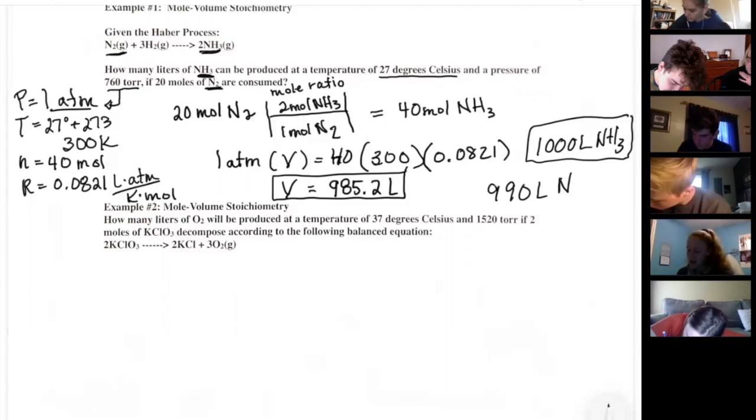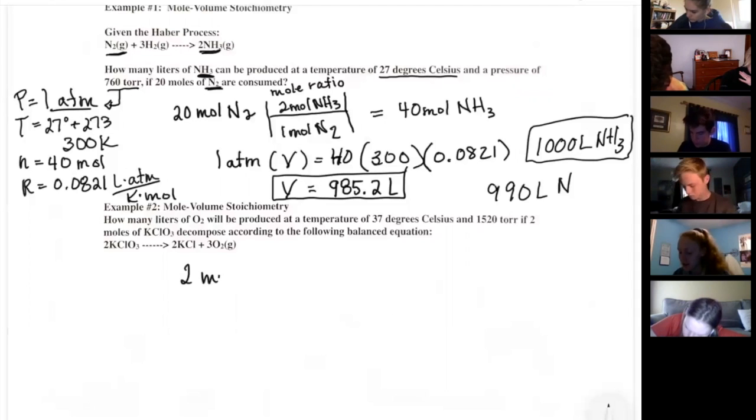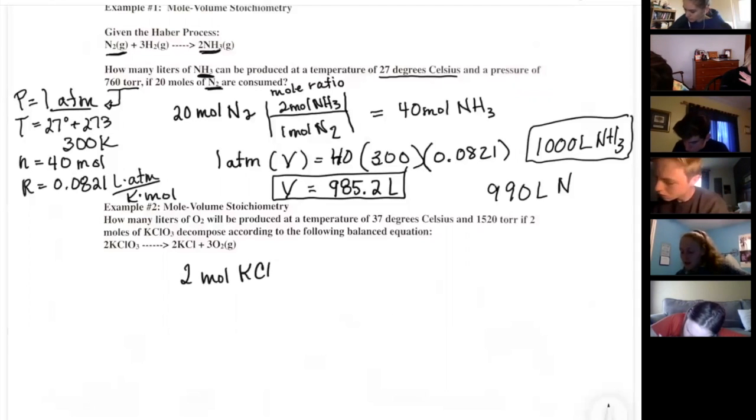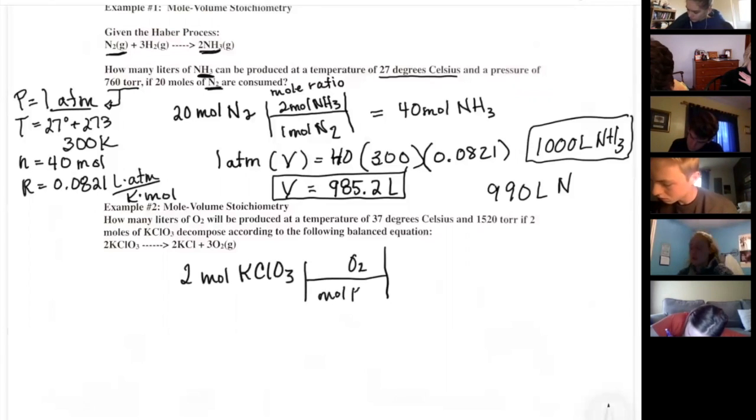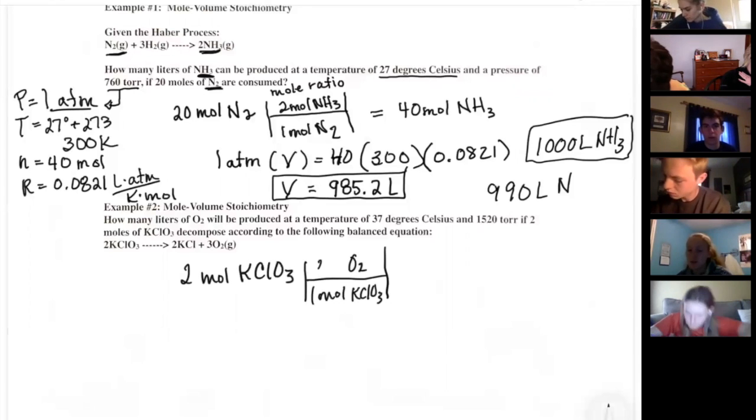I started with converting 2 moles of KClO3 to O2. To O2, correct. And how did you do that? Well, I went from 1 mole of it to 3 moles of O2, which is 6 moles of O2. Actually, look at the balanced equation. It's 2 moles of KClO3.